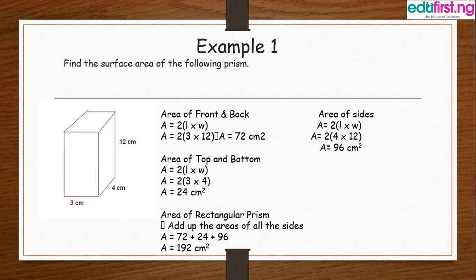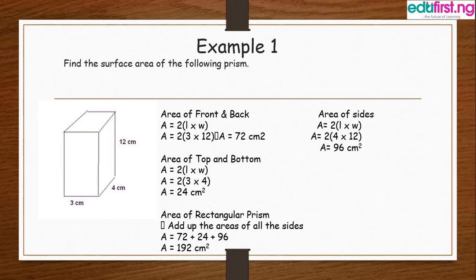So the first thing to do here is to find the area of each side. We have the area of front and back, and the formula for calculating the area of front and back is length times width. So it will be 2 times (length times width), and in the question we are given our length to be 3 and our width to be 12. So we substitute the values given into the formula and it gives us 72 square centimeters.